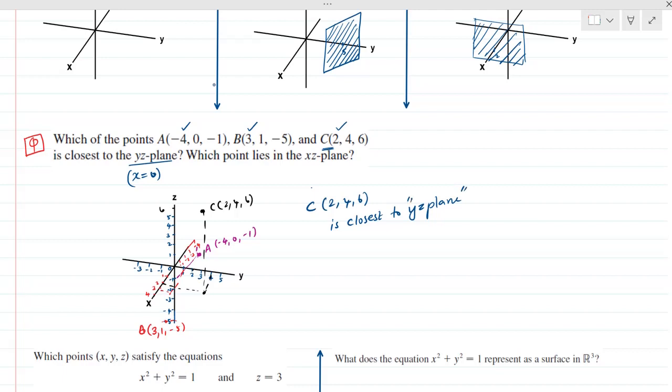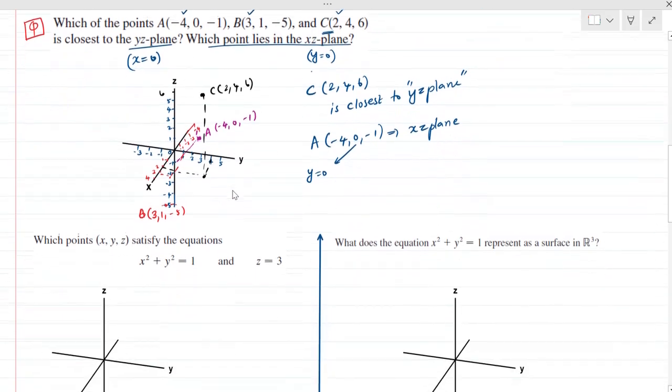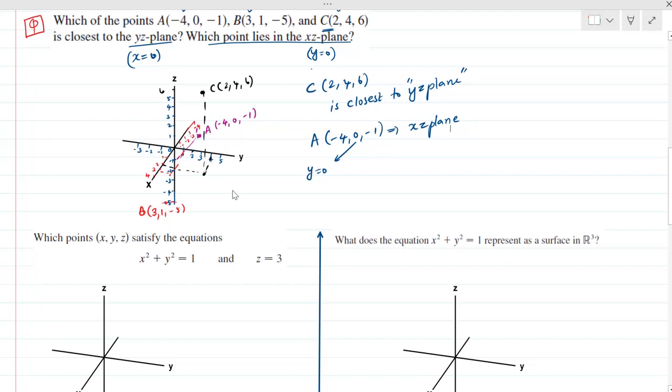Now the next one, which point lies on the xz plane? The xz plane means y will be 0. Which point has y equals 0? That is A. The point A is (-4, 0, -1), where y equals 0. It means that this point is on the xz plane. So this is how we will find it in the graph of 3 dimensions.